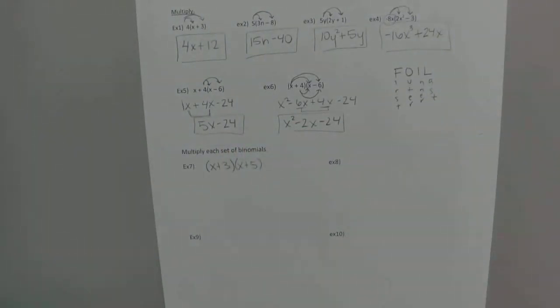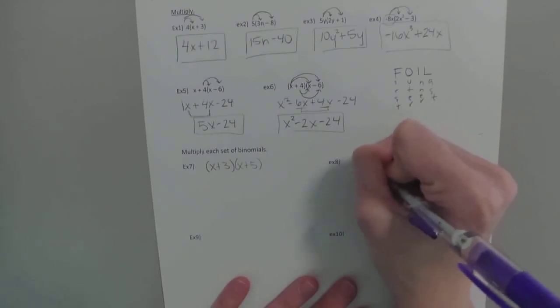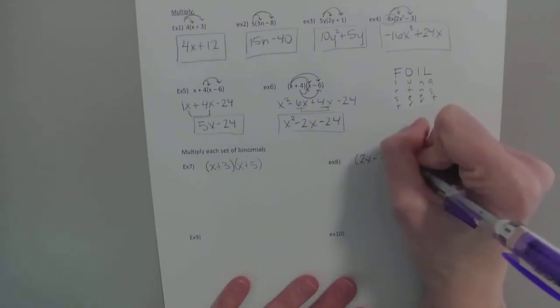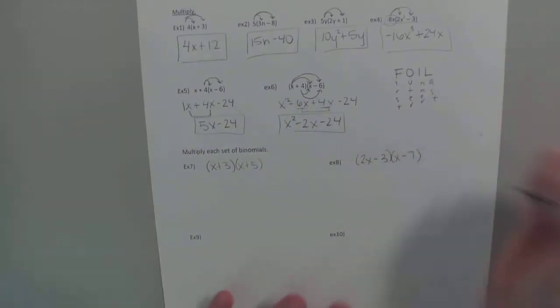Example 7, guys, go ahead and FOIL x plus 3, the quantity, times x plus 5, and tell me what you get. Okay? X plus 3 times x plus 5. So take that first x and multiply it by that x and that 5, and then take that 3 and multiply it by the x and that 5. And then you should be able to combine like terms to get a trinomial. If you get done with that, let's try 2x minus 3 times x minus 7.